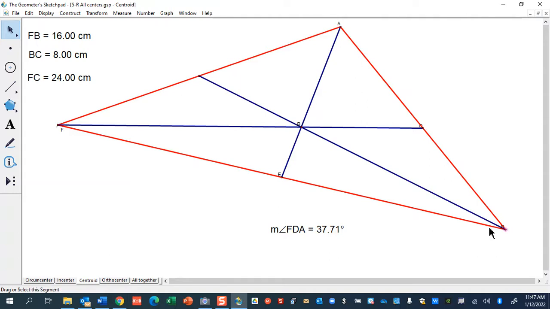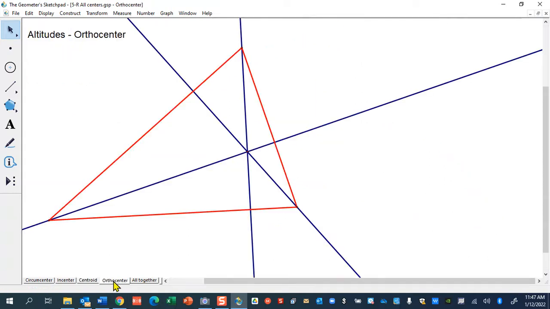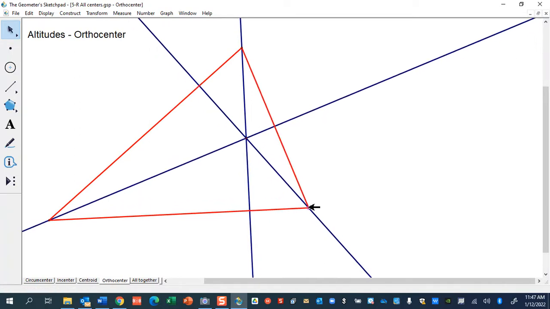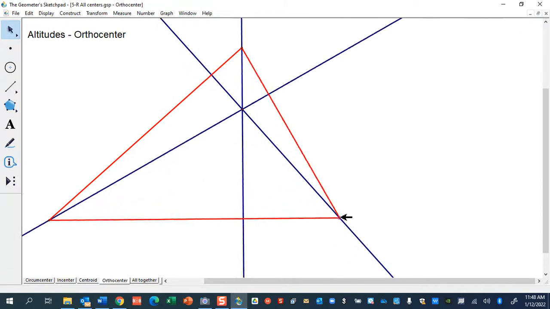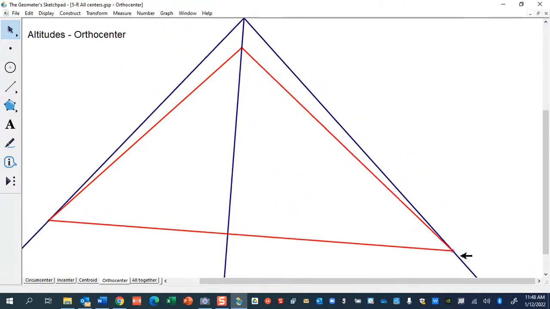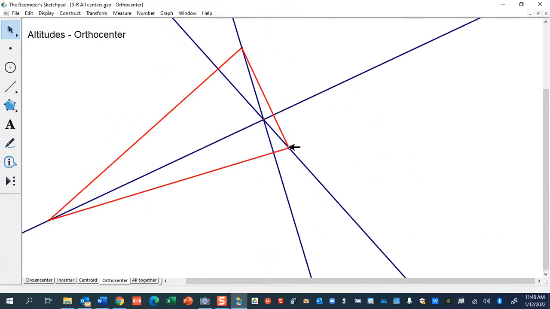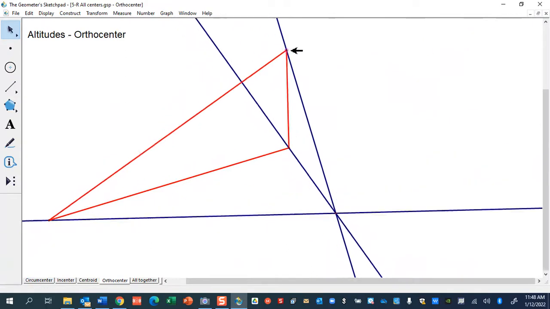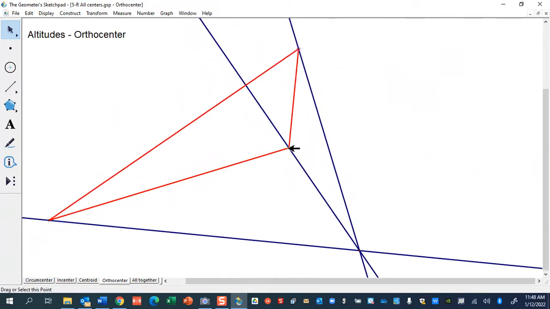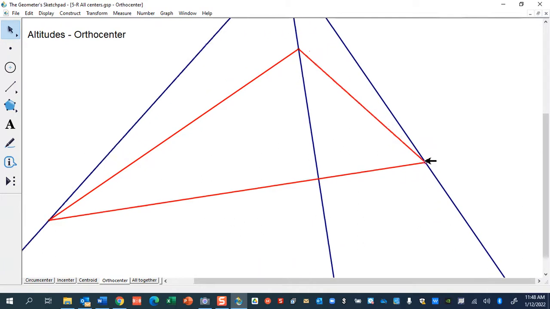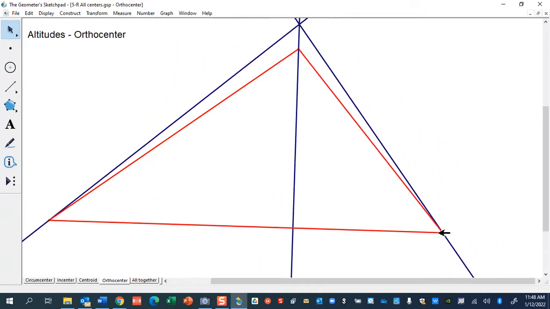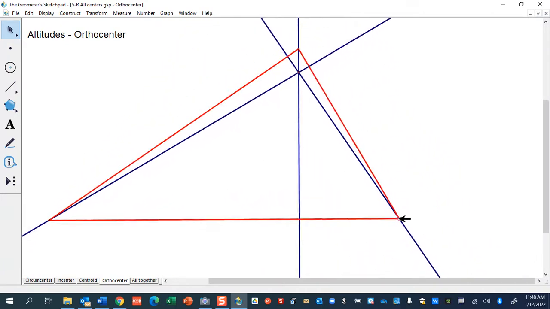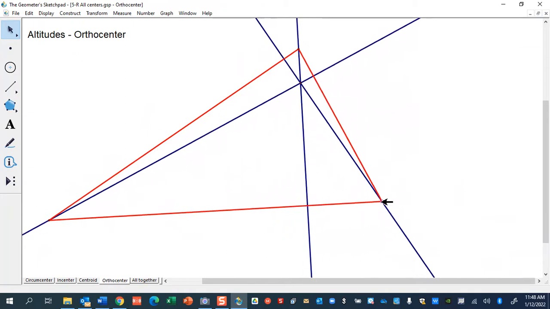All right, ready for our last one? Here's an orthocenter. The altitudes intersect at a point of concurrency. If I have an acute triangle, I don't want to drag this vertex. If I have an acute triangle, the altitudes intersect inside of the triangle.